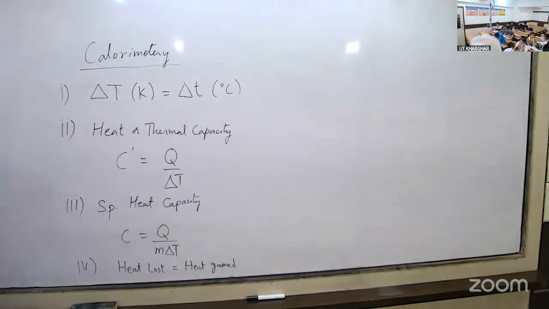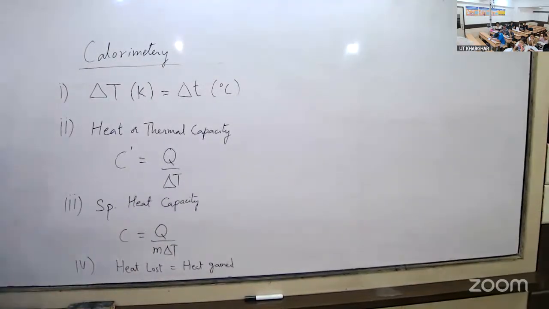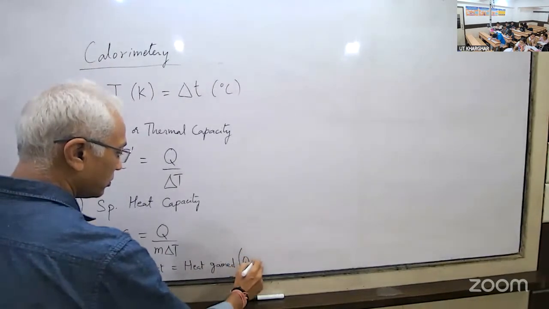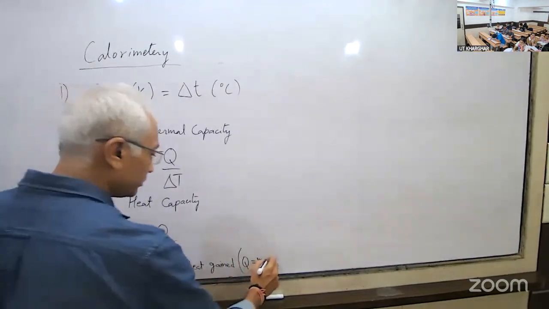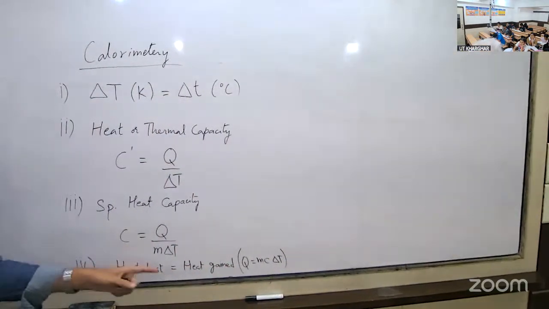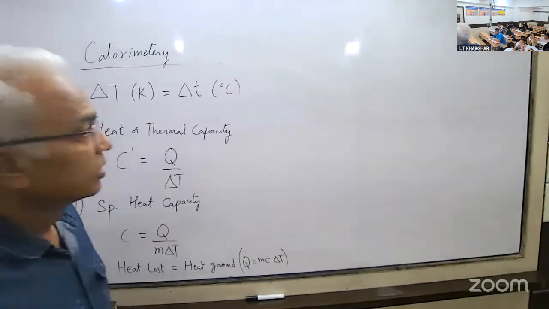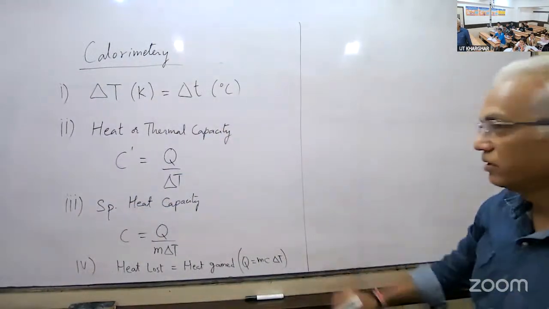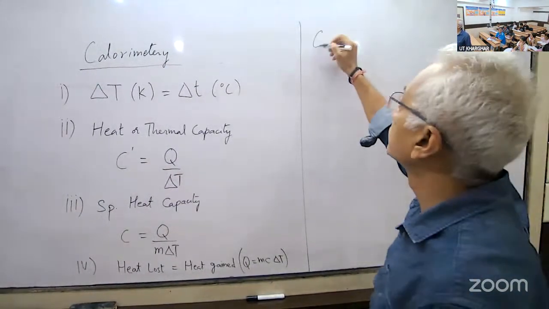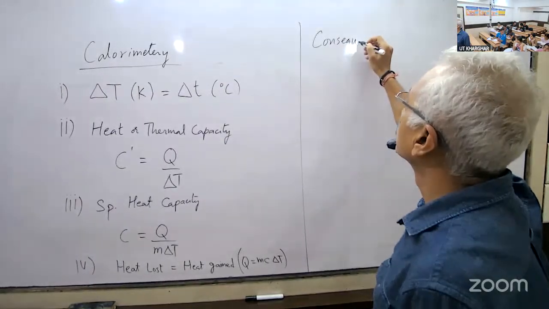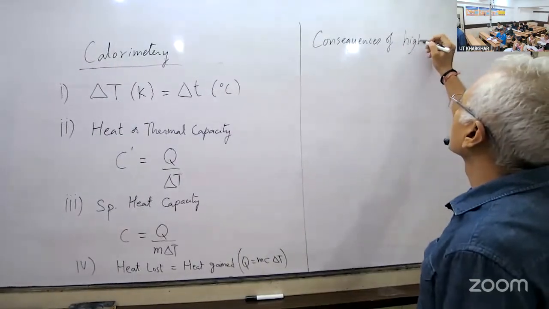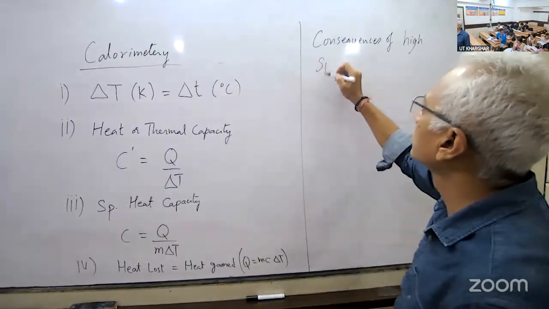What is the formula for heat? Q is equal to m c delta t. This is the formula for heat from here. So we have done all this and we have also done calorimetry. Now we have to discuss the consequences of high specific heat of water.